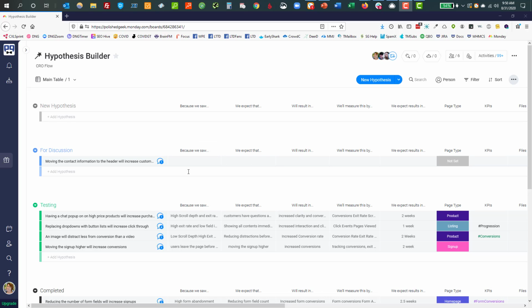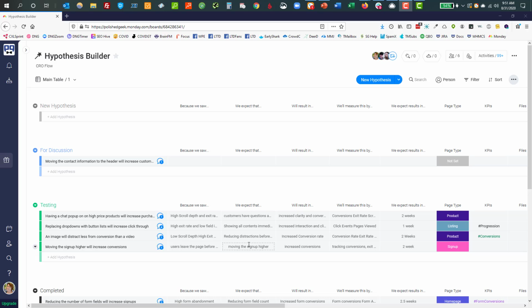So for example, we have natural language prompts here in these fields to encourage you to put a hypothesis together in a way that will be very understandable to stakeholders and to make sure everyone is very clear, why are we going to do this experiment? What's a hypothesis? What are we trying to test and prove? So for example, because we saw users leave the page before they signed up, we expect that.